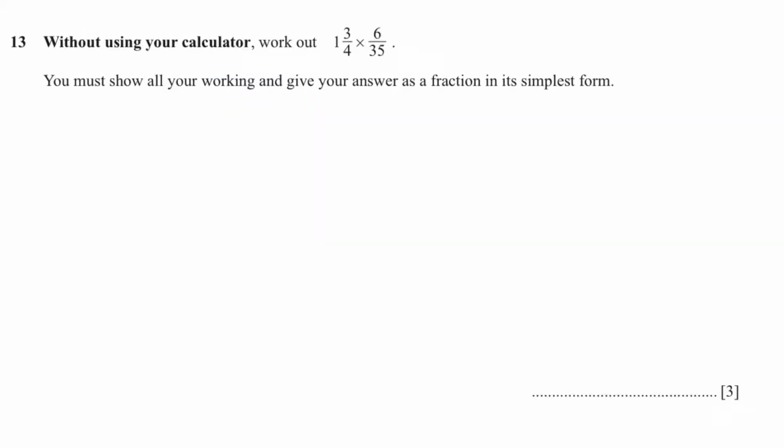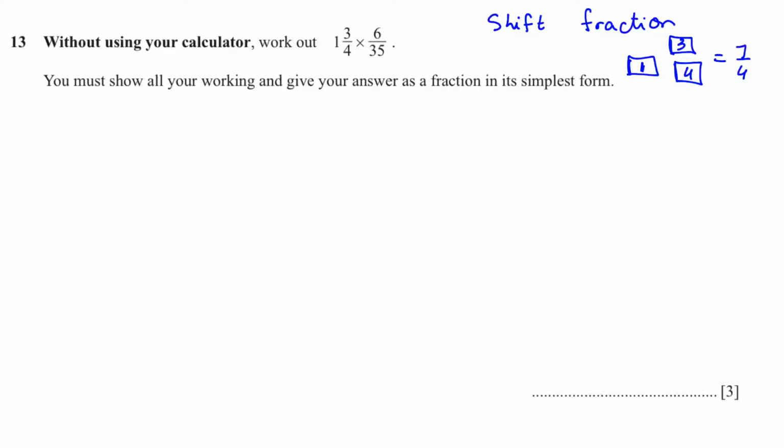Question number 13. Without using your calculator, work out 1 and 3 over 4 multiplied by 6 over 35. You must show all your working and give your answer as a fraction in its simplest form. If you are using the calculator which has a fraction button in it, you can press Shift Fraction. So you will get 3 squares like this. You can put 1 here, 3 and 4. When you do that, you will get 7 over 4.